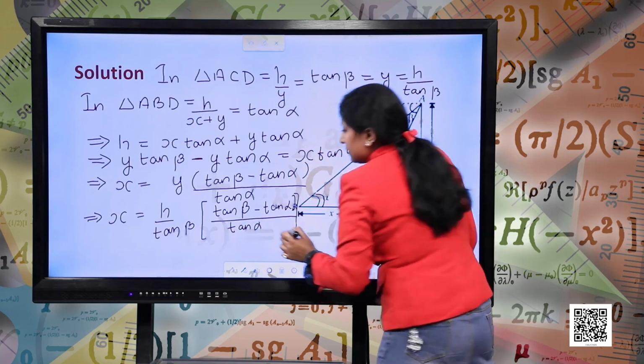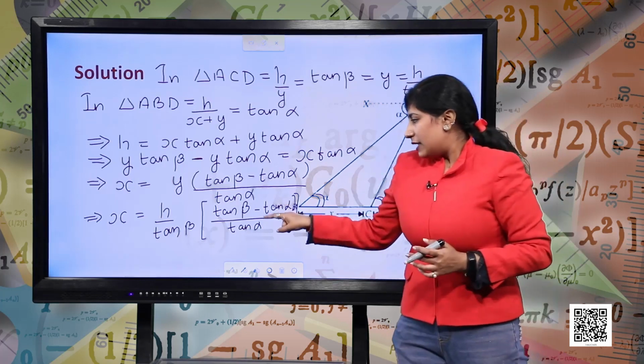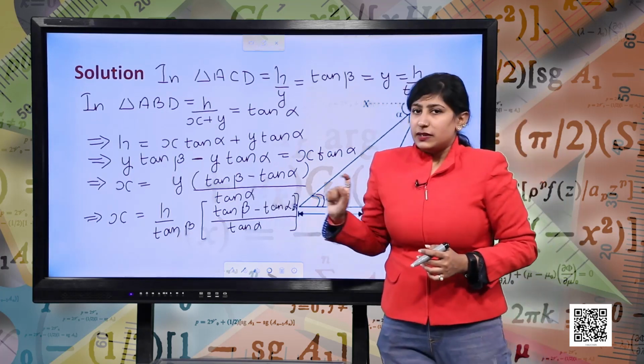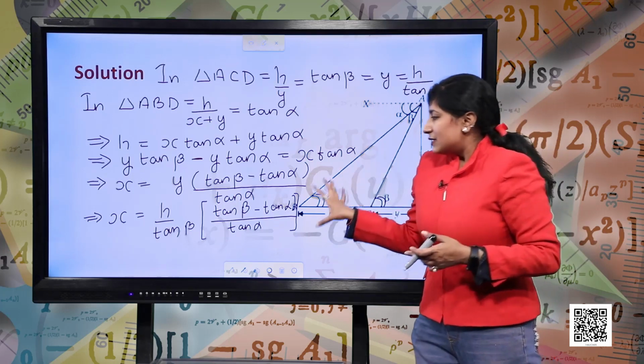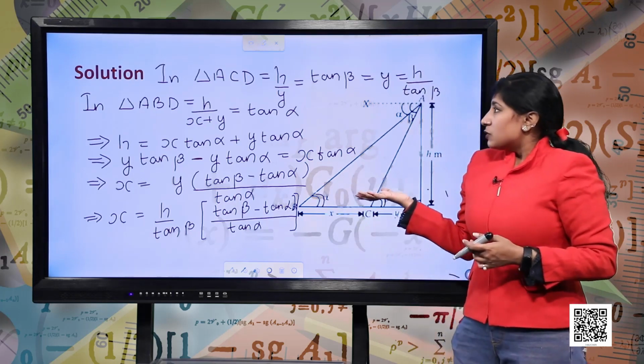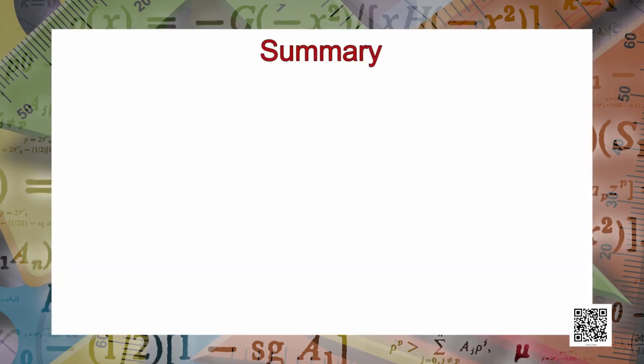Now if you look at this, the value of x, you see that we have only alpha, beta and h in the answer, and alpha, beta and h were given in the question. So this is the final answer. So I hope you understood this. So let us summarize this session.